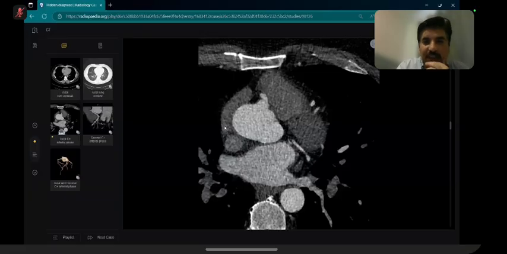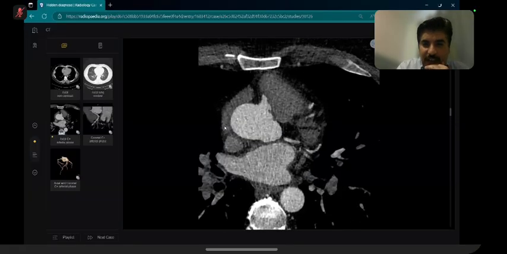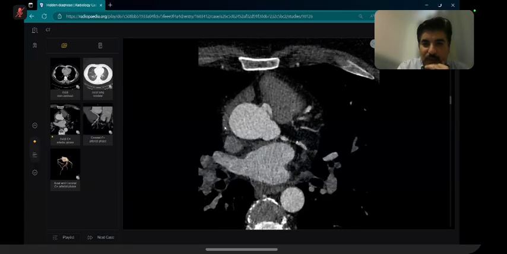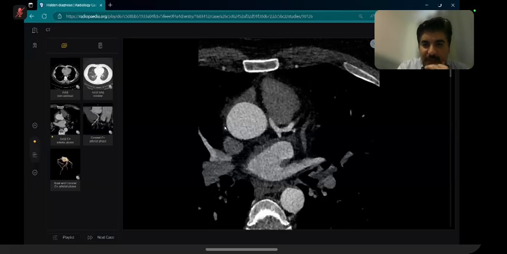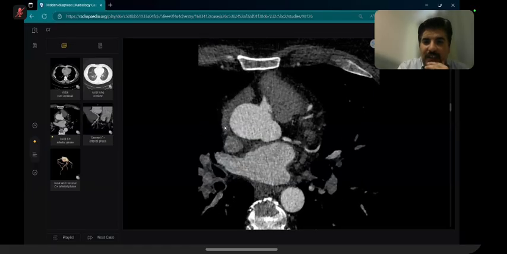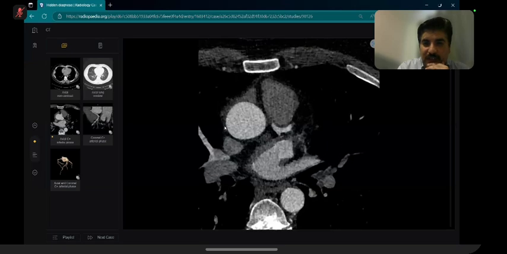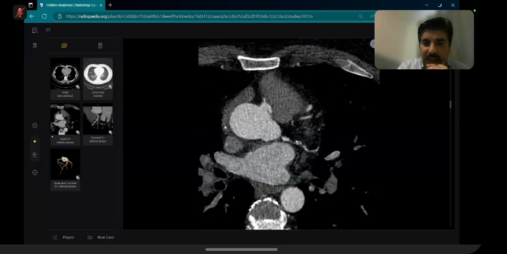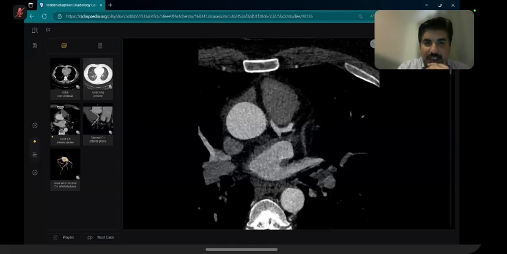Thank you, candidate 1. Let me go back. So you started really well. Described the anatomy really well. So just to recap what you have said, the left main coronary artery or the left coronary arteries are arising from the right coronary sinus.